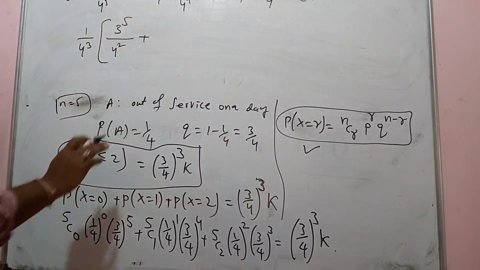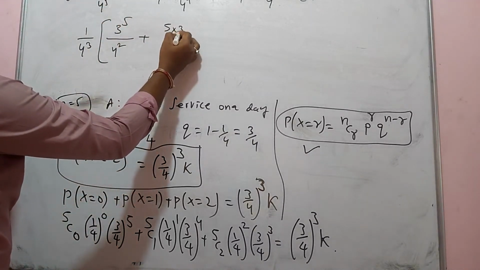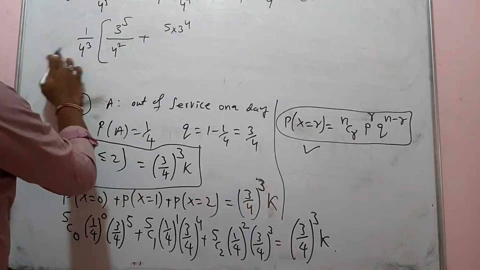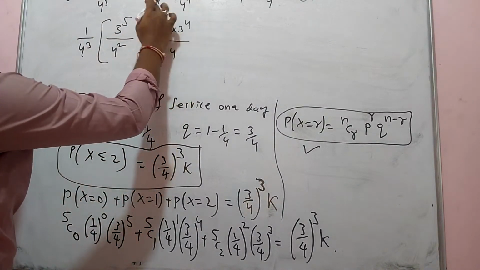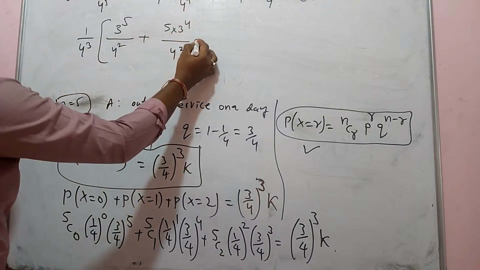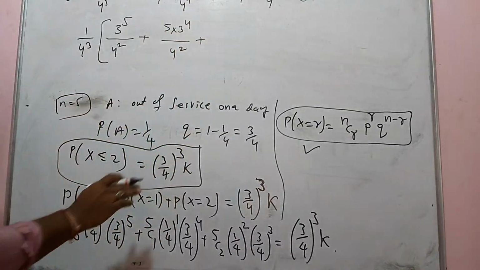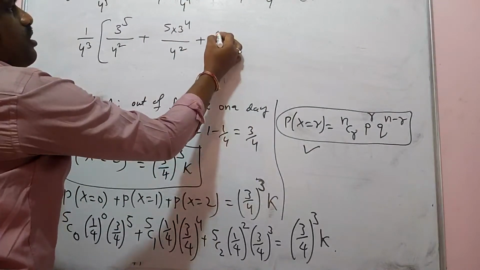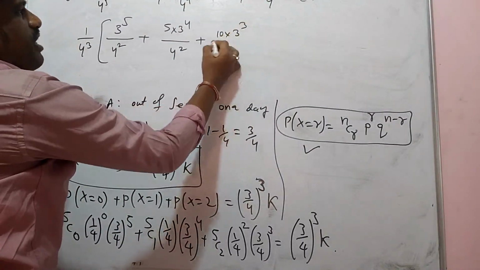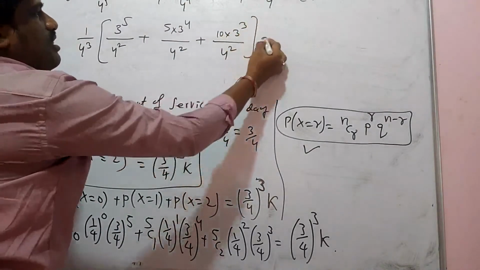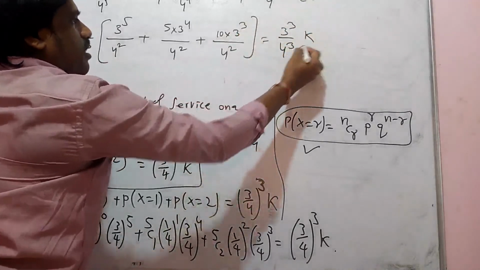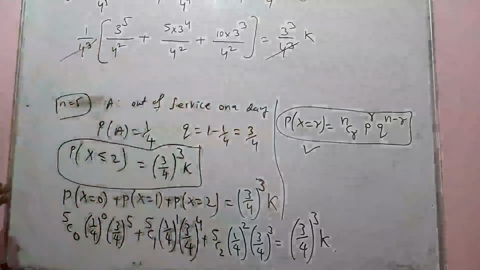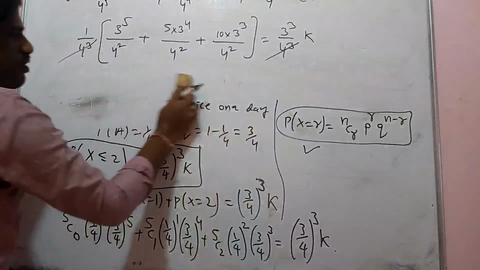Now here 5 into 3 power 4. 4 cube I took common, so inside will be 4 square, because 4 power 5 is there. Then 10 into 3 cube divided by 4 square. That is equal to 3 cube by 4 cube into k. So 4 cube cancels out.